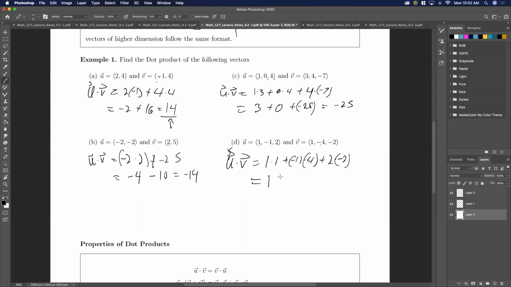So this is 1. Negative negative would be plus 4. 2 times -2 would be -4. So this ends up being 1.